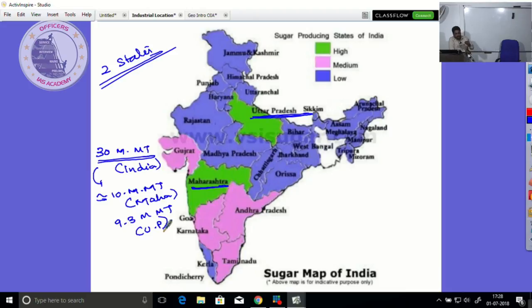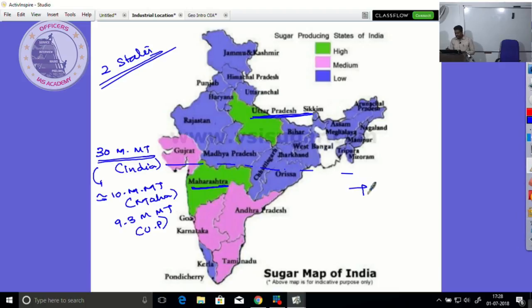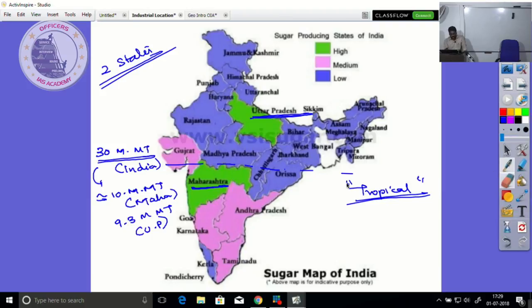The reason is very simple. The cane cultivated in the northern plains of India versus the cane cultivated in peninsular India: the sucrose content in the peninsular cane is substantially higher. If that is the case, the yield when you are crushing will be higher for canes cultivated in the peninsular part. Quality wise, cane needs tropical conditions. When the cane is grown in tropical conditions, the quality of cane will be good.